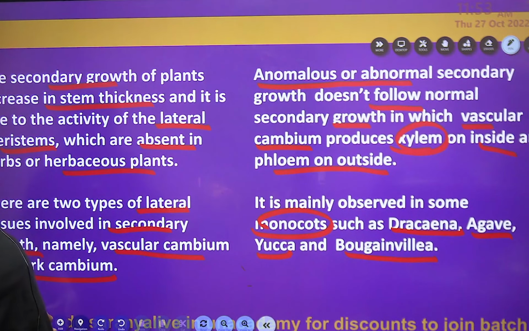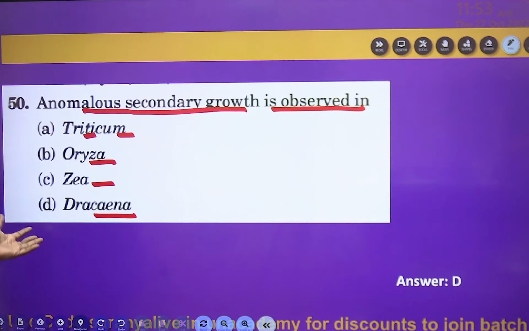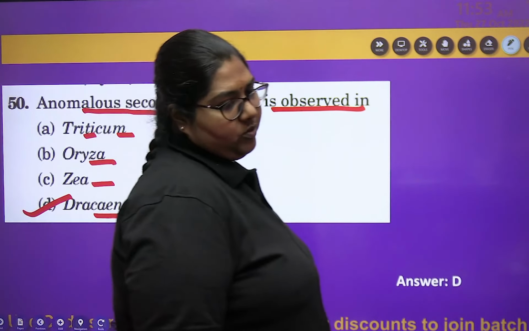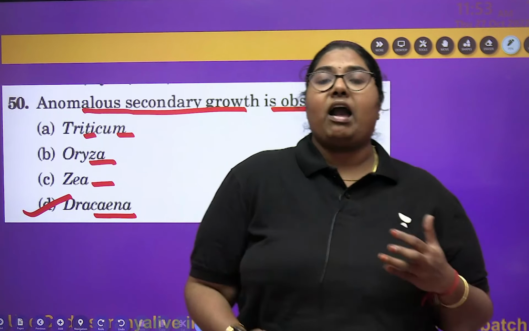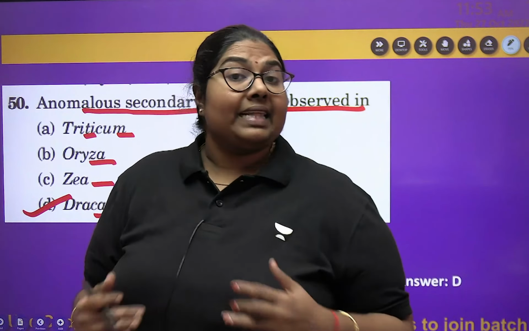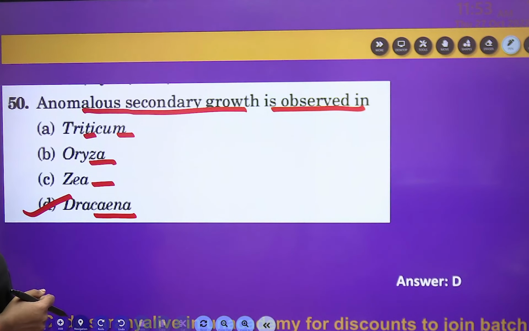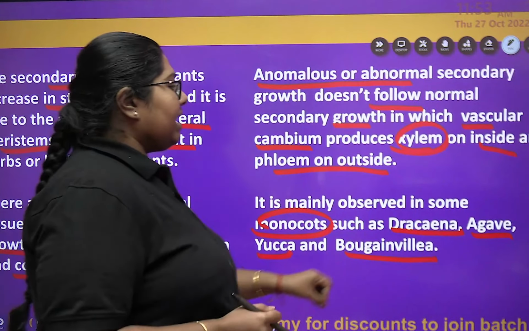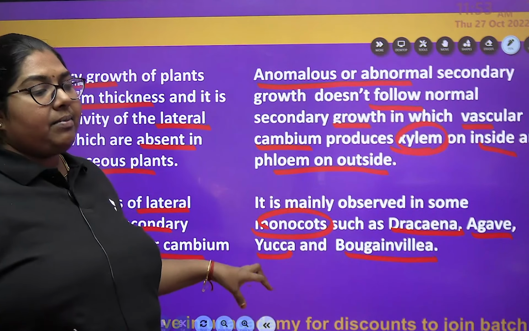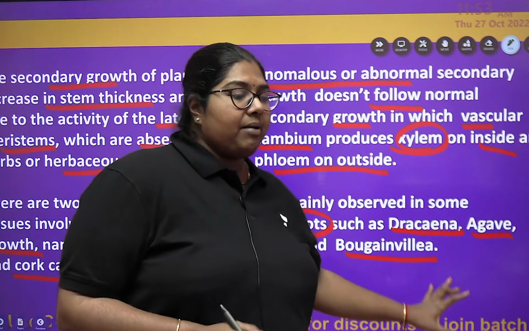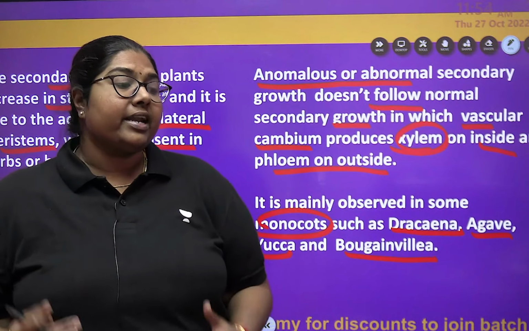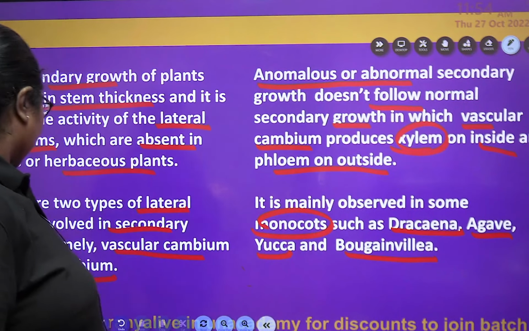So now let us go back to the question. Dracaena is given, so Dracaena is going to be the correct answer. For every question you have to go back to the concept and learn some more examples, because in this question they have given Dracaena. Maybe in the next exam they will ask about agave, yucca, or bougainvillea. So you should be ready for the examination.